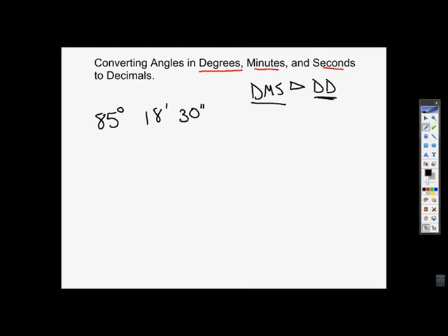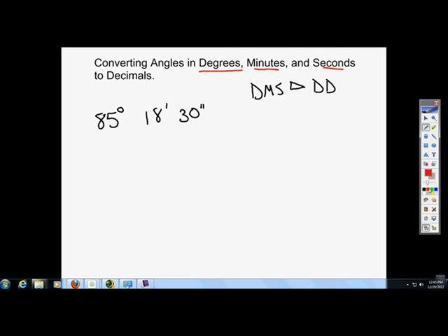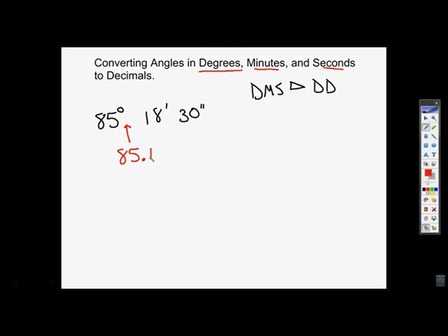So when we punch this in the calculator, we want to insert a decimal point right here after the degrees. Simply punch in 85.1830, second function, and then do the conversion, DMS to DD. That should turn out to be 85.308 as a decimal.